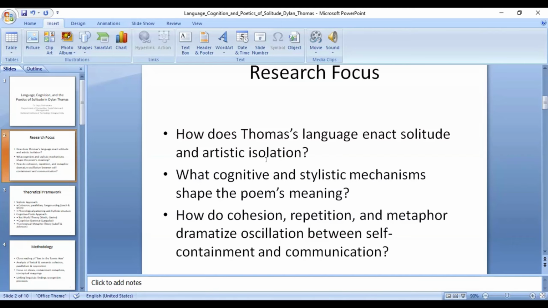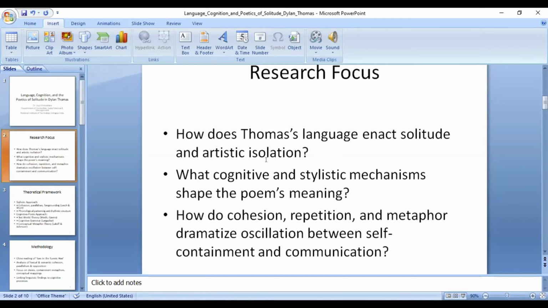Written in Thomas's characteristic blend of musical language and imagistic compression, the poem constructs a world where sensory perception and spatial metaphors converge to dramatize the artist's existential dilemma: whether to remain enclosed within the purity of isolation or to risk exposure through contact with the world.